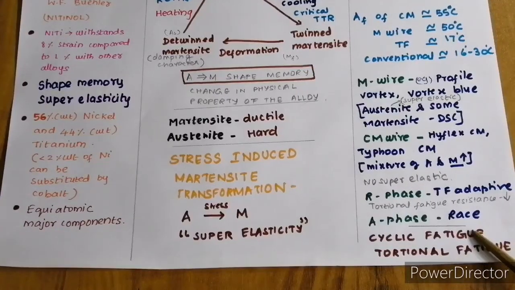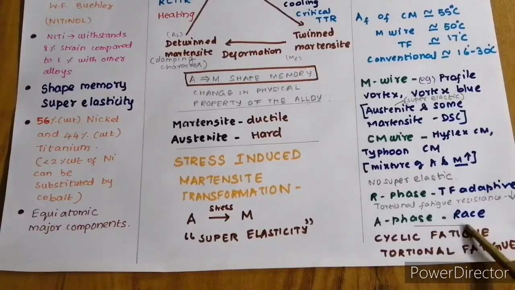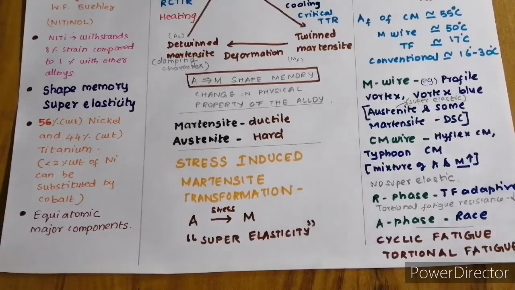So for cyclic fatigue, M wire, CM wire or any martensite-based files have improved cyclic fatigue, and this is the reason why nowadays most of the files are being heat treated and most of them are in martensite phase.